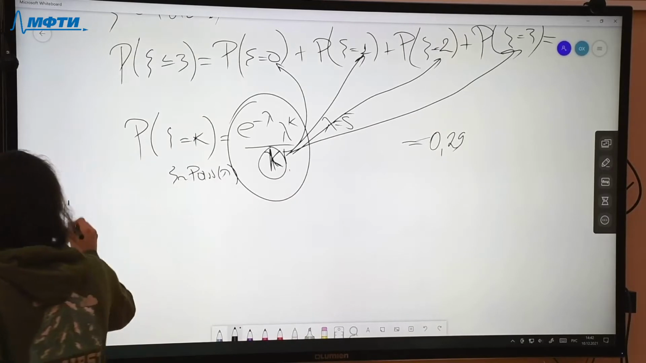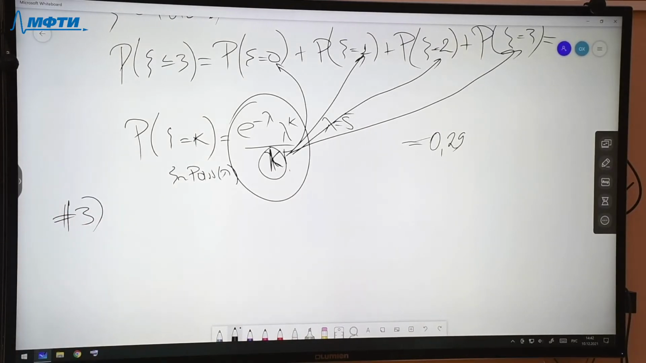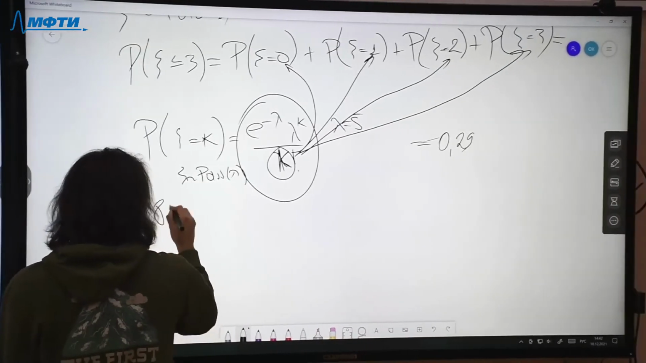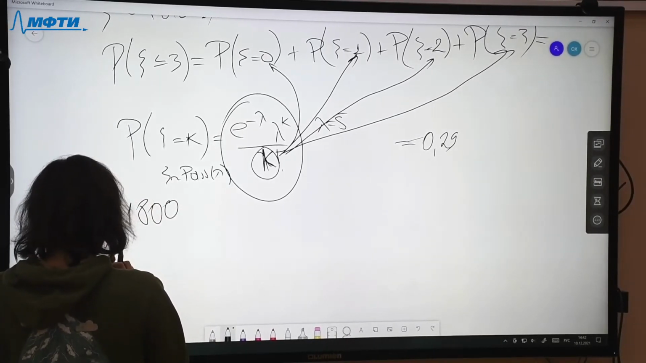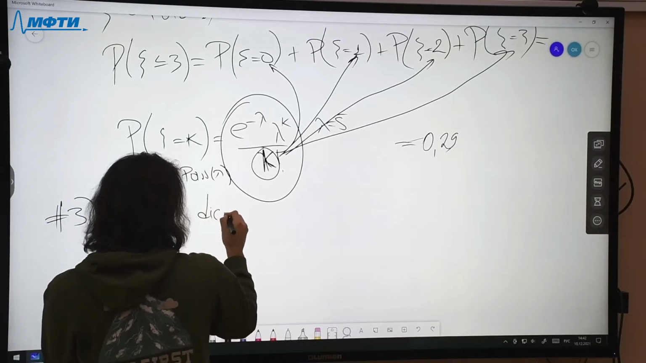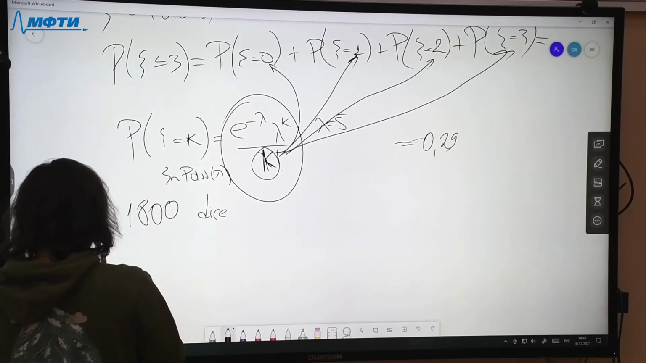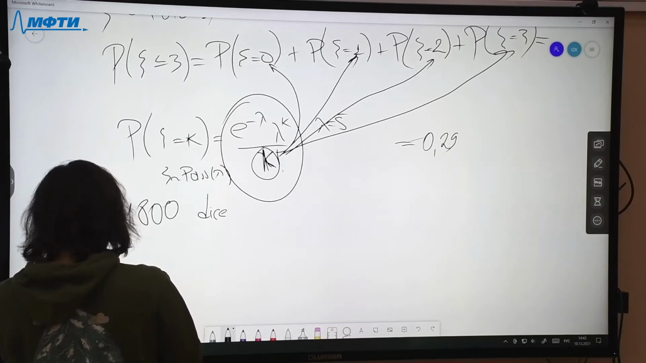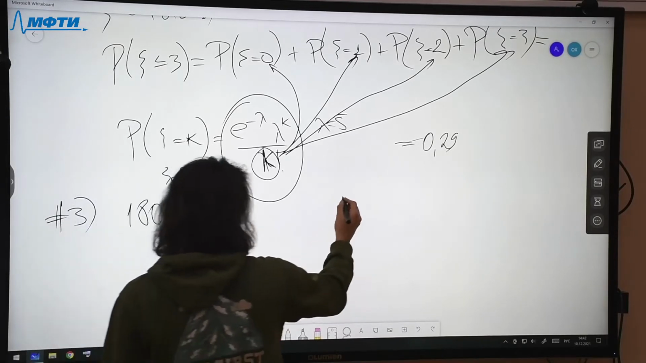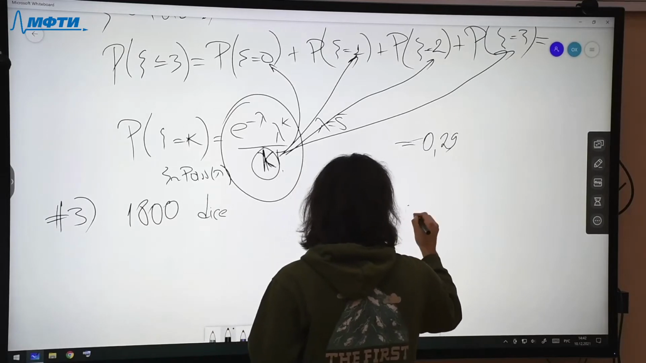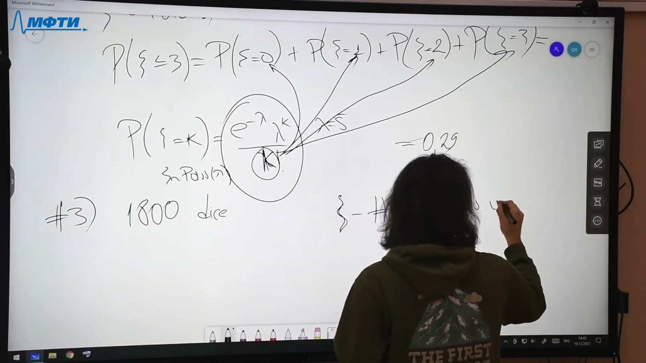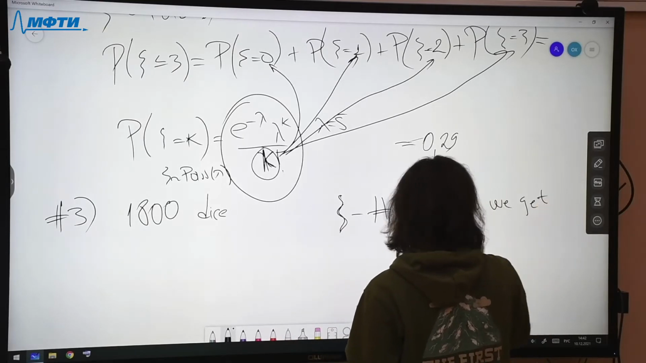Okay. Exercise number 3. What do we have for it? 1,800 dice are thrown. Find an approximate value for the probability that the total number of occurrences of 2 or 6 is not less than 620. So let's say that psi is the number of times we get 2 or 6.